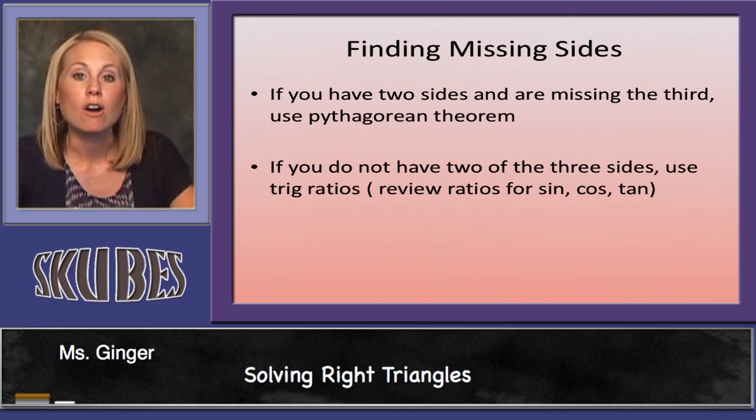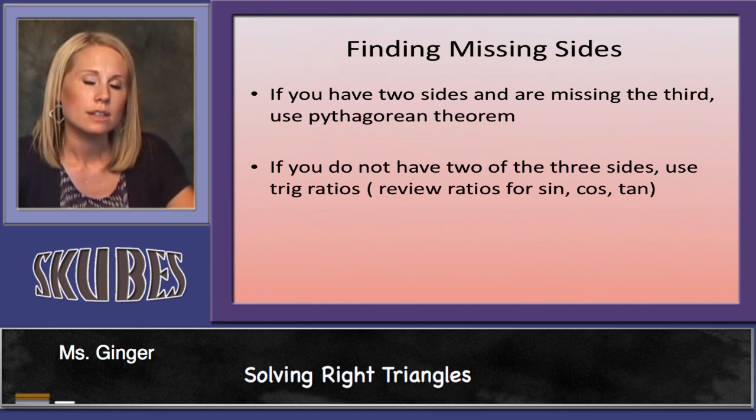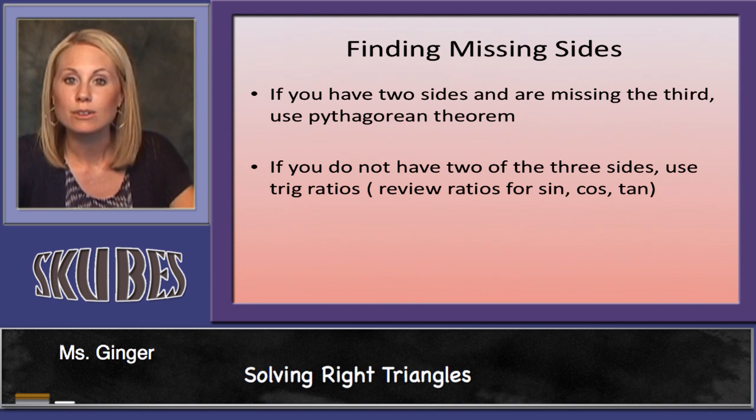When we talk about solving right triangles, we're talking about triangles that have a 90-degree angle, right triangles. And when we're asked to solve these, we're being asked to find all the missing parts. So to do that, you might have to find missing sides or missing angles.